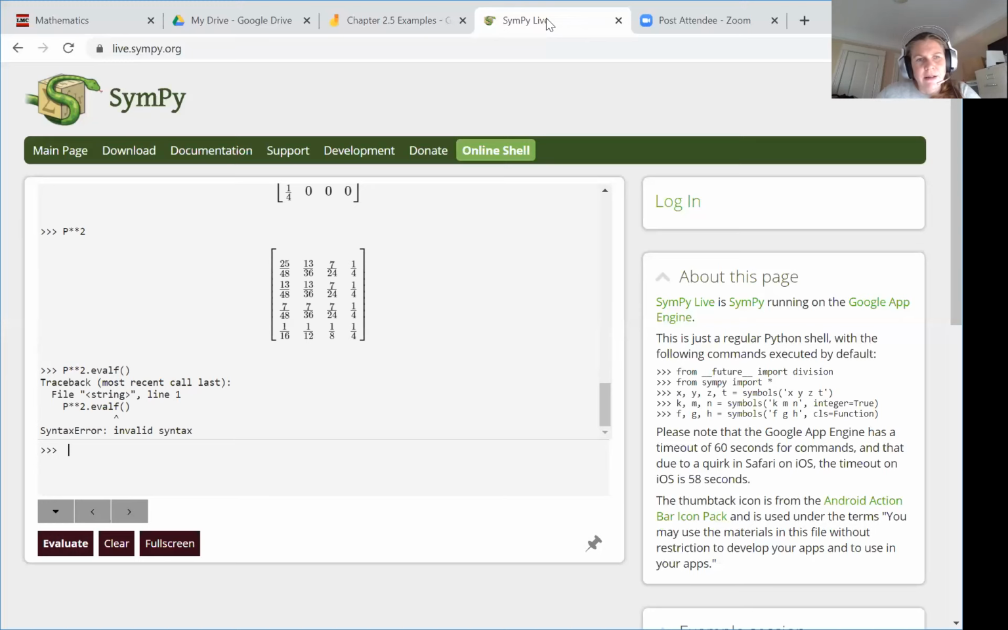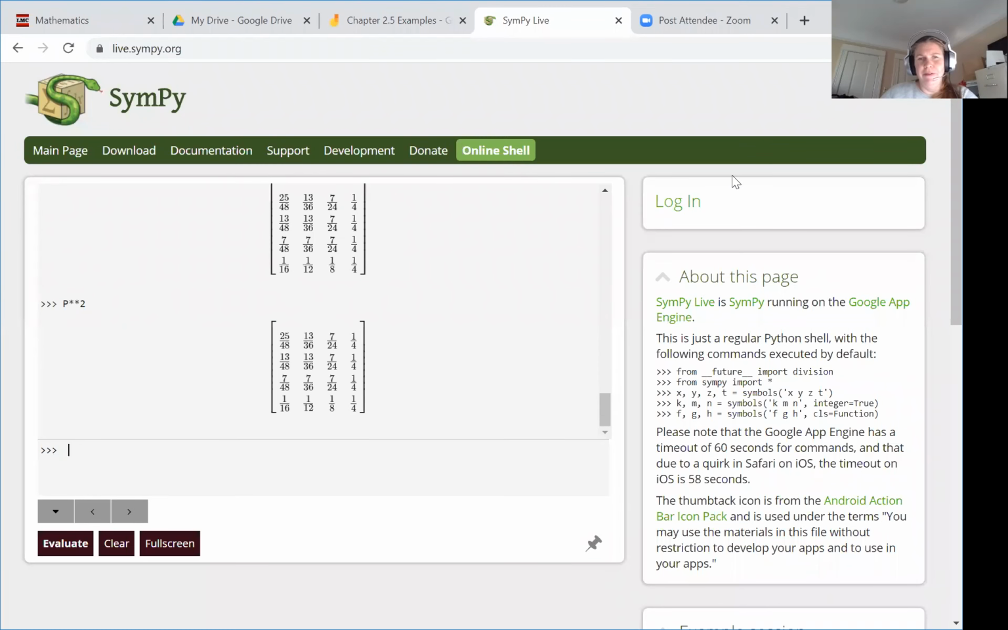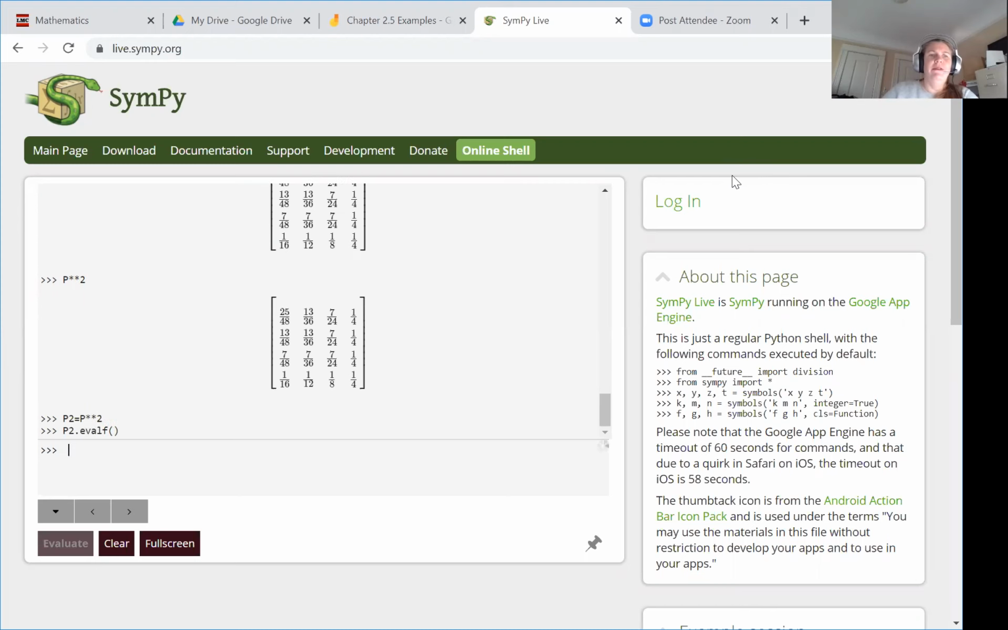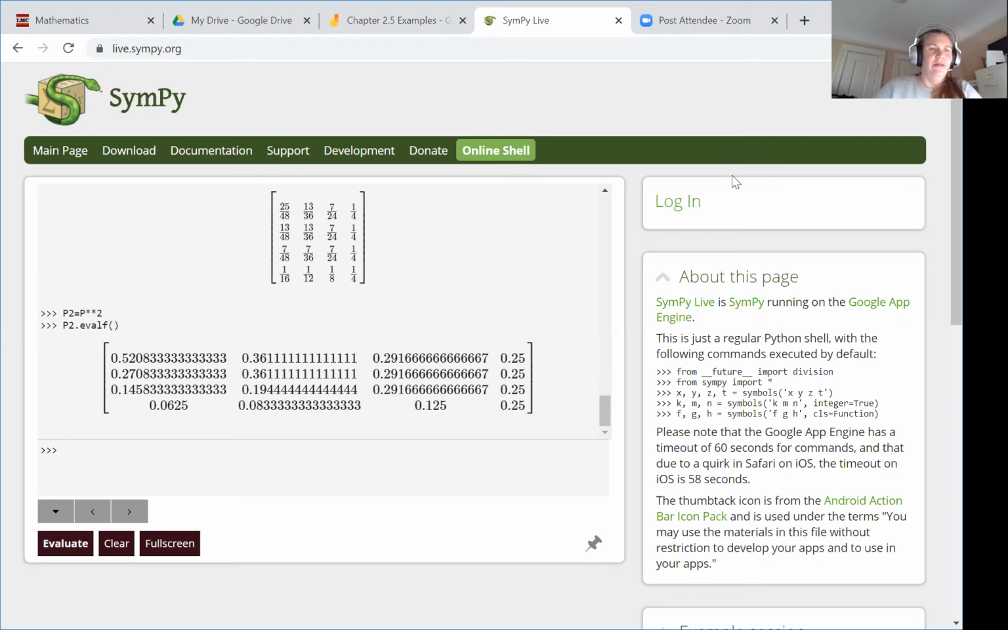Oh, I didn't like that. So just kidding. I think you might have to name it. It didn't like my syntax there. Okay, so let's try some different syntax. Let's name this object before we try to evaluate it as a decimal. So we'll do p2 equals p to the second power. And then if we type p2 dot evalf function with the parentheses there, voila, we get our decimals. So SymPy just wants us to name the matrix of the exponent before we evaluate it as decimals.